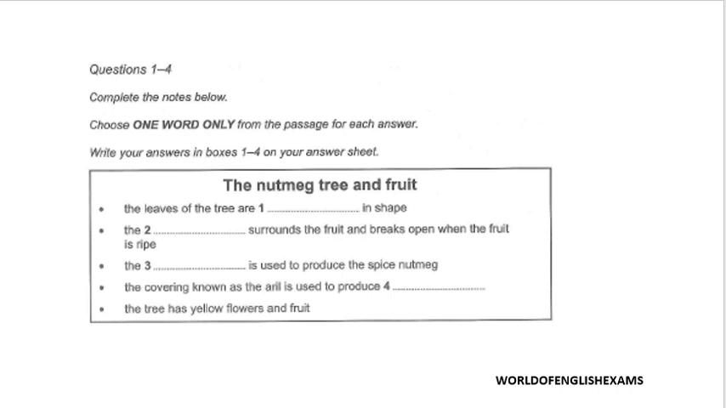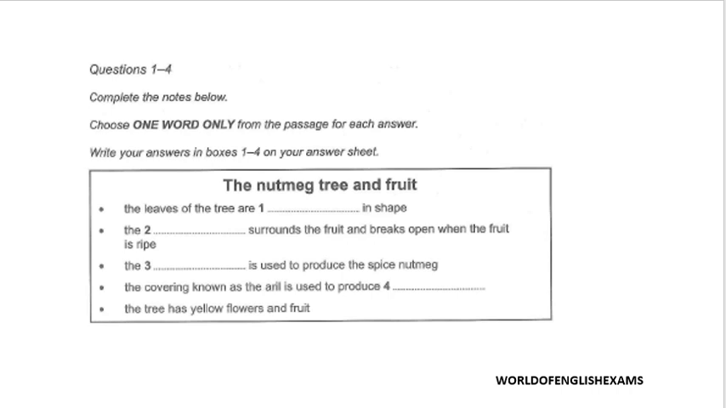So the dash surrounds the fruit and breaks open when the fruit is ripe. So as long as the fruit is raw or unripe, there is a layer called something which we need to find out, and that layer surrounds the fruit. But when the fruit ripens, this layer breaks open. So what's that? We have to find. Next, the dash is used to produce the spice nutmeg. So again, the part whatever is used to produce this spice, that is what we need to find. The dash is used to produce the spice nutmeg.